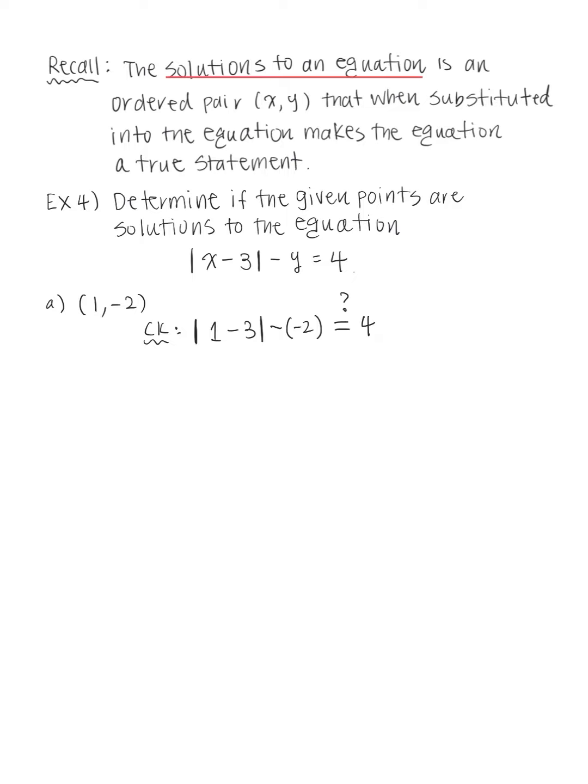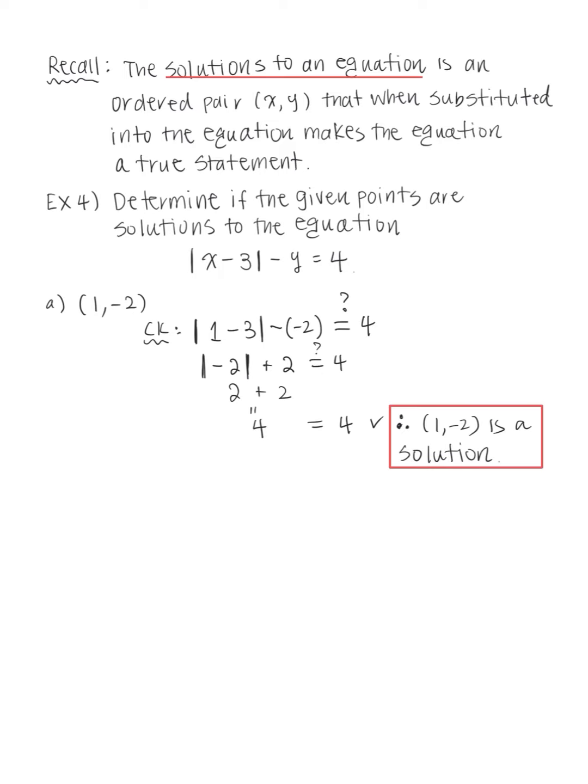So let's compute the left-hand side, step by step. 1 minus 3 is negative 2 in absolute value. And then minus negative 2, so you're going to have a plus 2. Is that going to give us a 4 back? All right, now what's the absolute value of negative 2? Yes, it is 2. So you're going to have 2 plus 2, which is going to give us 4. So it checks. Therefore, 1 comma negative 2 is a solution to the equation.